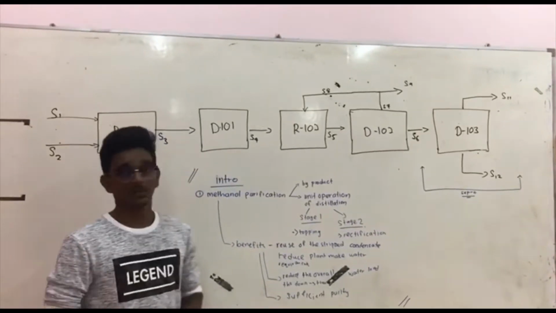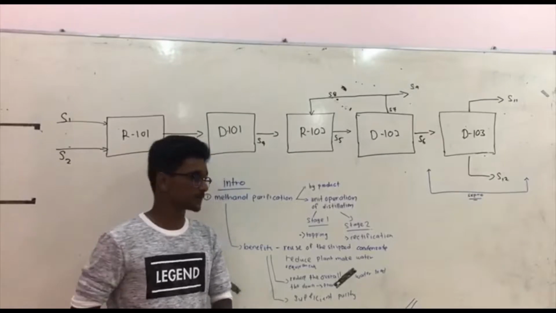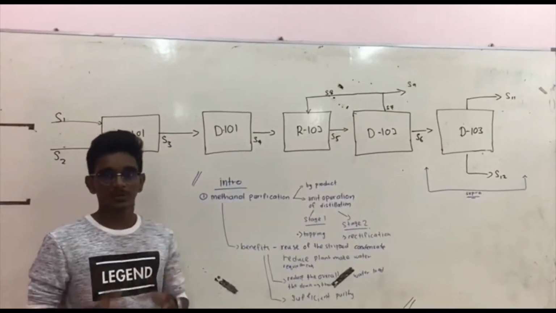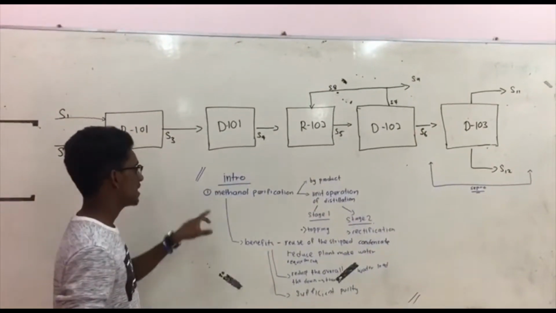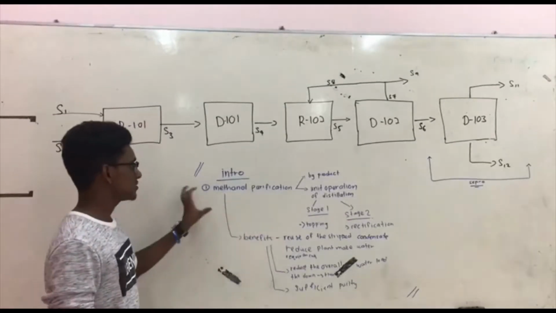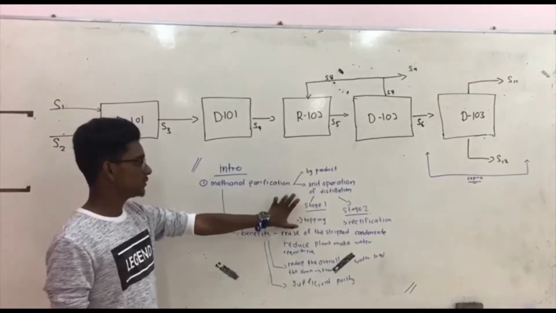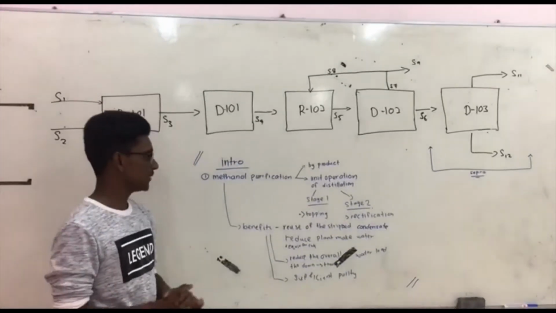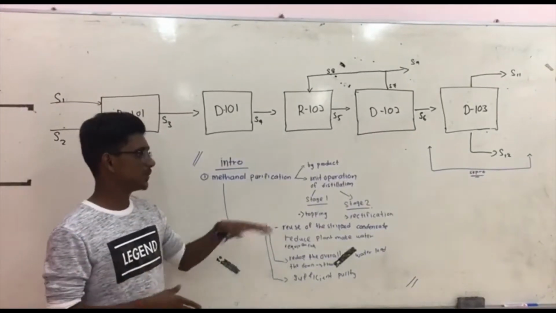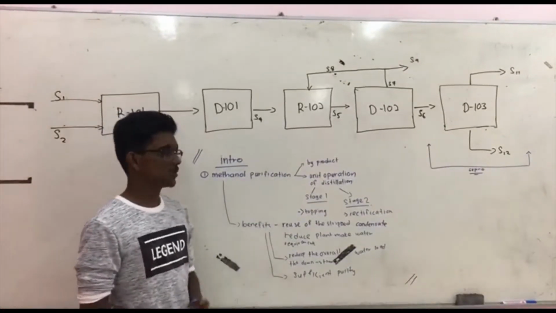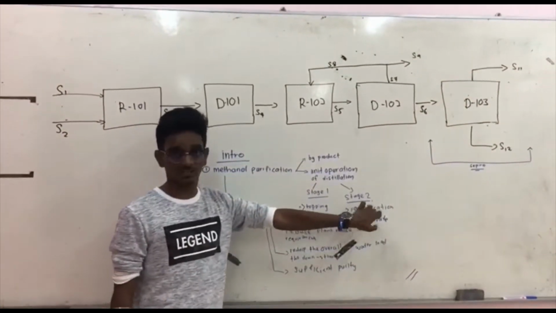So we start with our introduction for this integrated project. First of all, the main product we have been using in this process is methanol purification. What is methanol purification? It's basically a byproduct, a liquid operation of distillation. We can divide it into two stages. First is stripping and stage 2 is rectification.